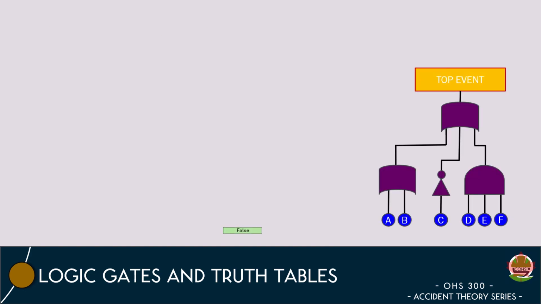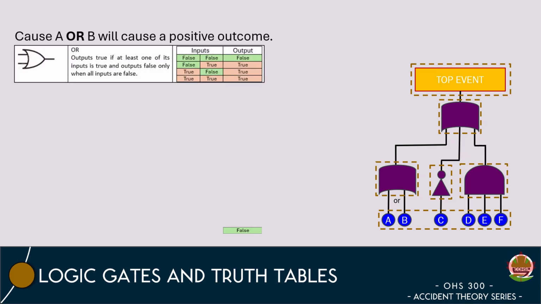Looking at our example fault tree, we can see a top event as well as 6 causal factors labeled A through F. Directly below the top event is an OR gate, and directly under that is another OR gate, as well as an AND gate and a NOT gate. Causes A and B are input into an OR gate. This means that if either A or B occur, then the output value of the OR gate is true.